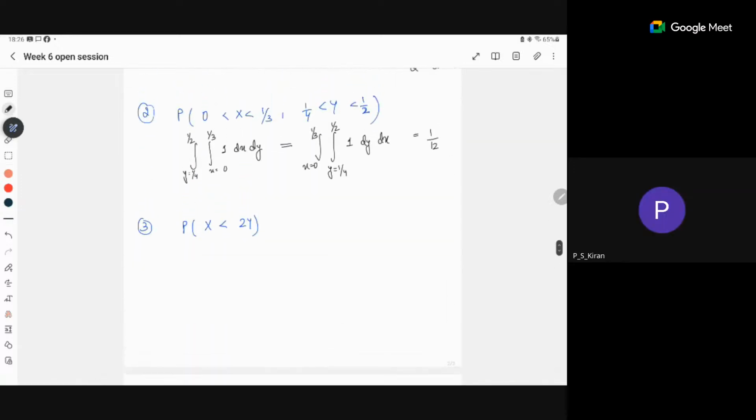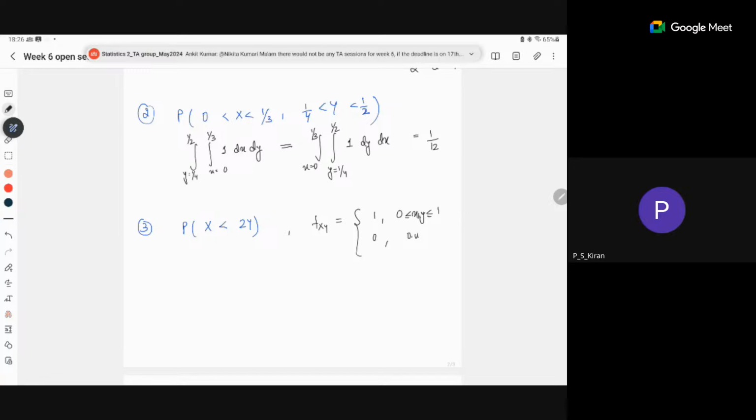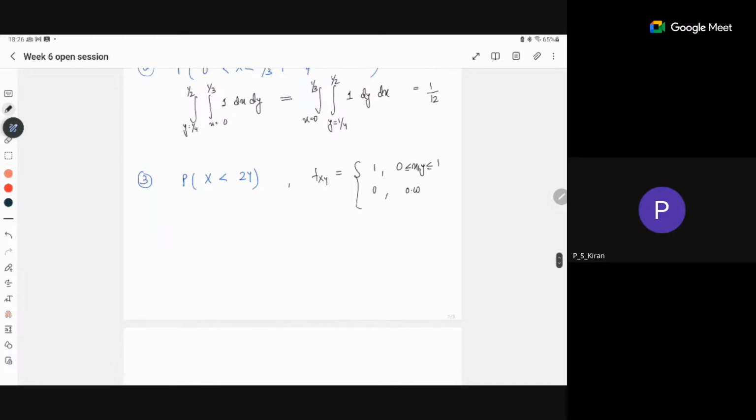Ma'am, this is the same as plotting the graph and finding the area, right? Yes. So again, my f(x,y) is the same. f(x,y) is the same as this, where both x and y lie between 0 to 1 and 0 otherwise. This is the joint PDF that was defined. Now, how will you solve for this?